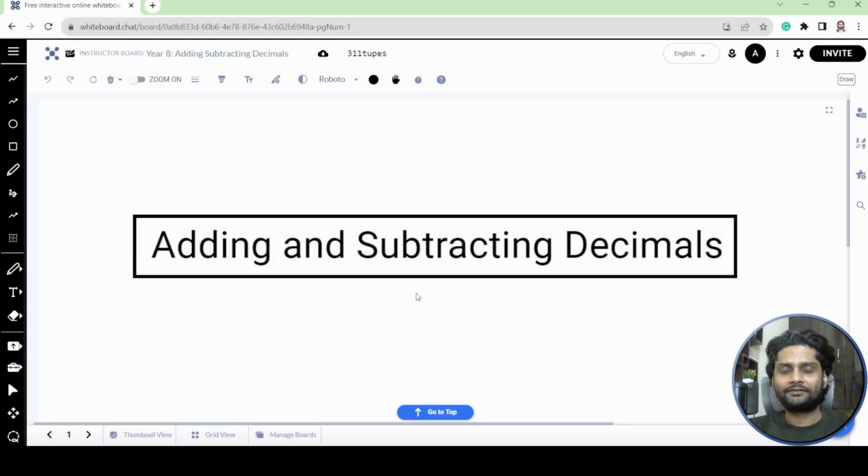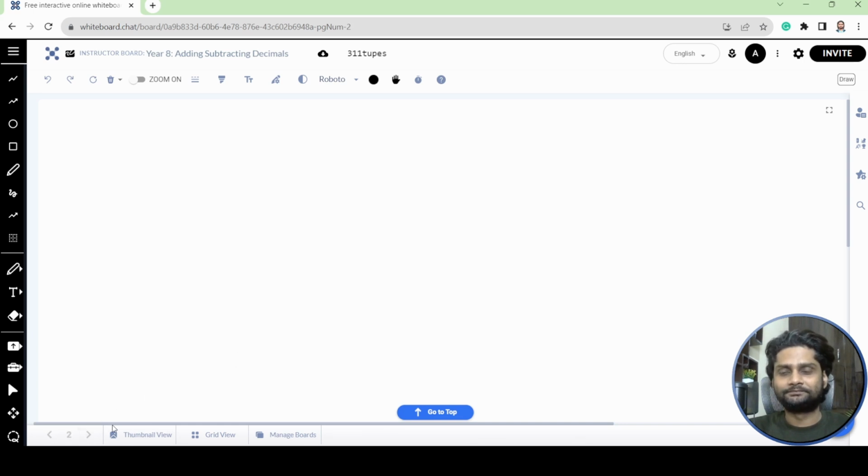Hello dear students, today we are going to learn about adding and subtracting decimals. Before we start learning addition and subtraction of decimals, let's try to understand the structure of a decimal number.